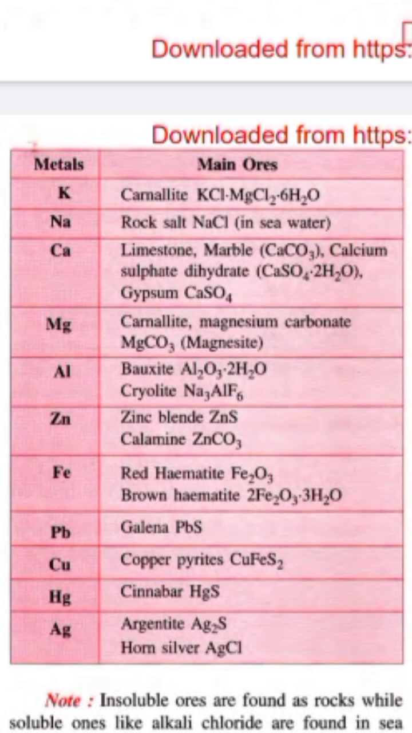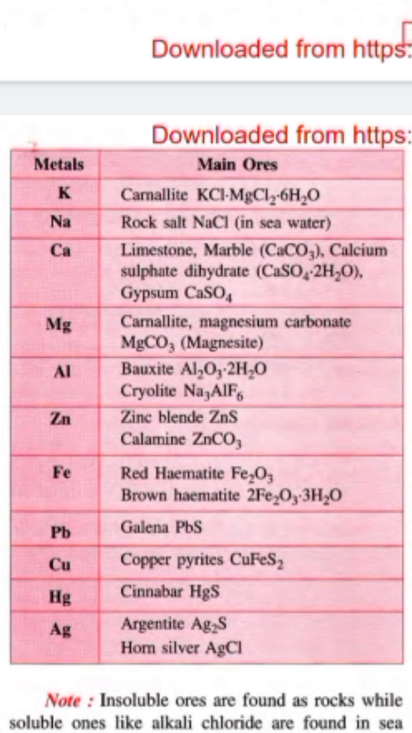For aluminium it is bauxite and cryolite. We are going to learn about bauxite in this chapter. For zinc it is zinc blende and calamine. For iron it is red hematite and brown hematite. You can skip aluminium, zinc and iron for now because we are going to learn about that in detail in the next part of the chapter.